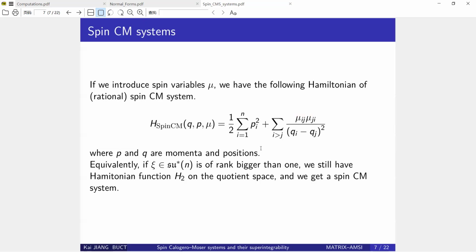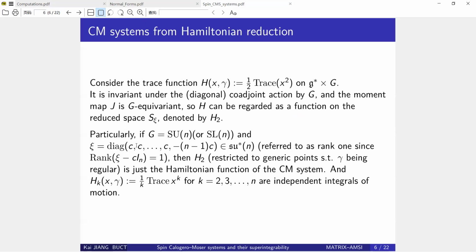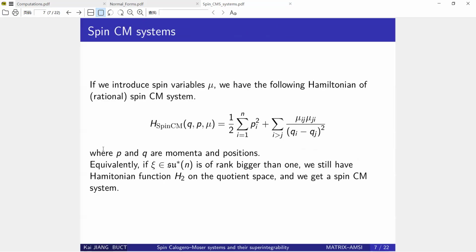Another way to think about the spin Calogero-Moser system is through the rank. We do not choose the rank 1 orbit. Before, we chose the particular orbit O_C passing through the diagonal point (c, c, ..., c, minus (n minus 1)c). If we choose another point and the orbit has rank bigger than 1, for example rank 2, 3, 4, as you like, we call it spin Calogero-Moser.